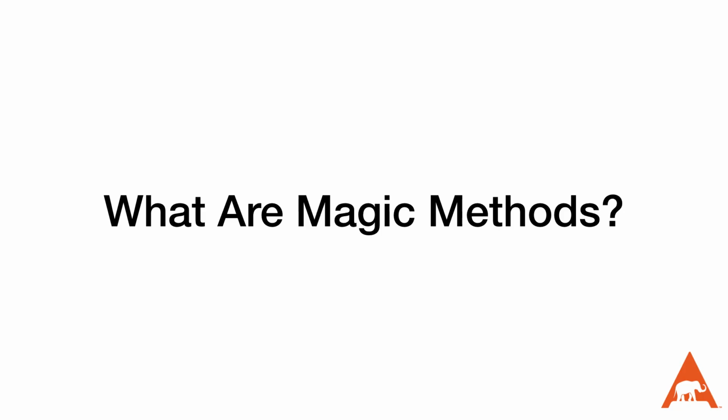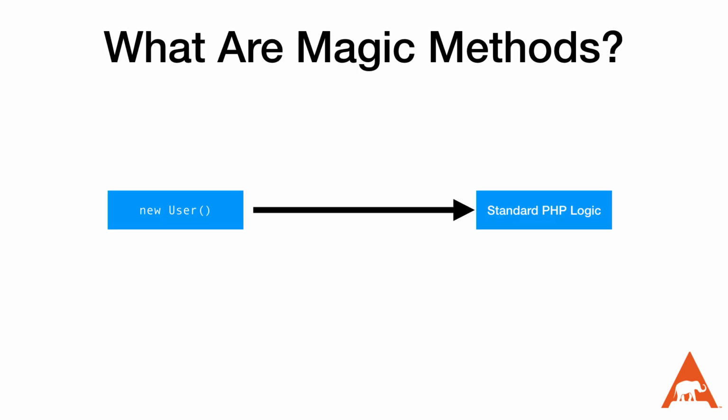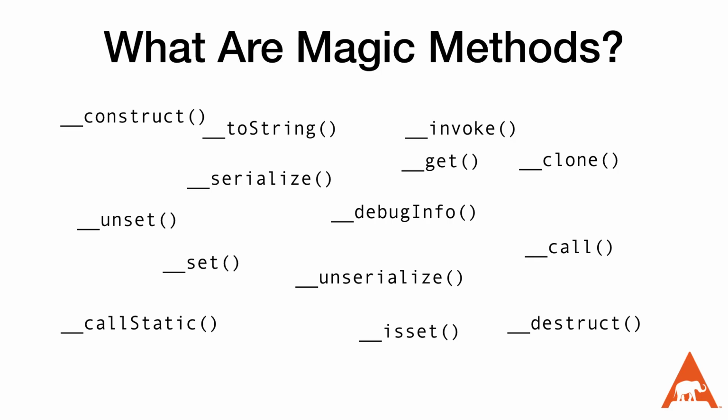Magic methods are special methods that are defined inside of the core PHP language that get called when certain actions are performed on an object. They give us the ability to override how PHP would interact with the object normally and inject our own logic into its place. Magic methods are prefixed with two underscores and have a wide variety of uses.